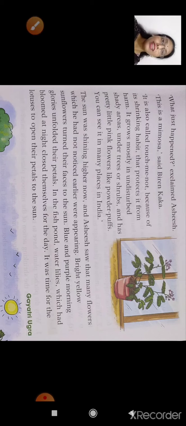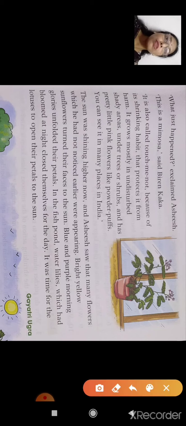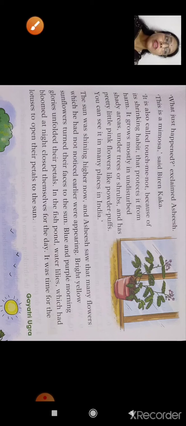This is mimosa, said Biren Kaka. Biren Kaka said, this is a plant which is called mimosa. It is also called touch me not because of its shrinking habit. Shrinking means to become small or to come closer. It has a shrinking habit that protects it from harm. So this is the way this plant protects itself. Whenever somebody touches the plant, it wants to safeguard itself and it closes.